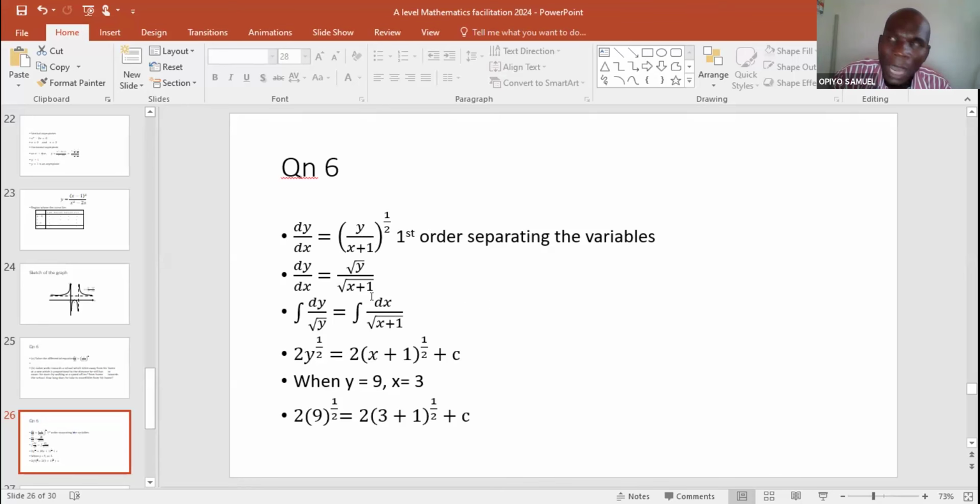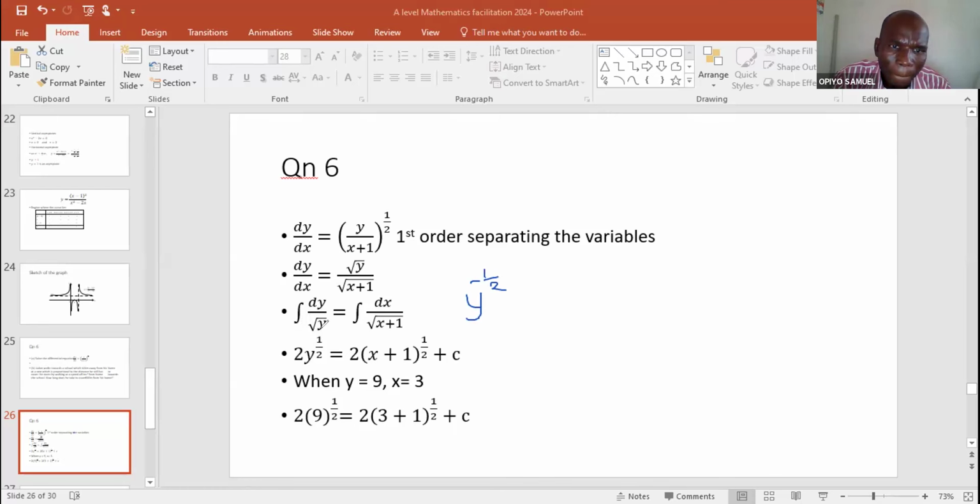Now, when we separate, we shall have y over the square root of y. For this part, you can take y up, then it will be y to the power negative half. The rule of integration is to increase the power by 1, divided by the new power. Then it gives us this.